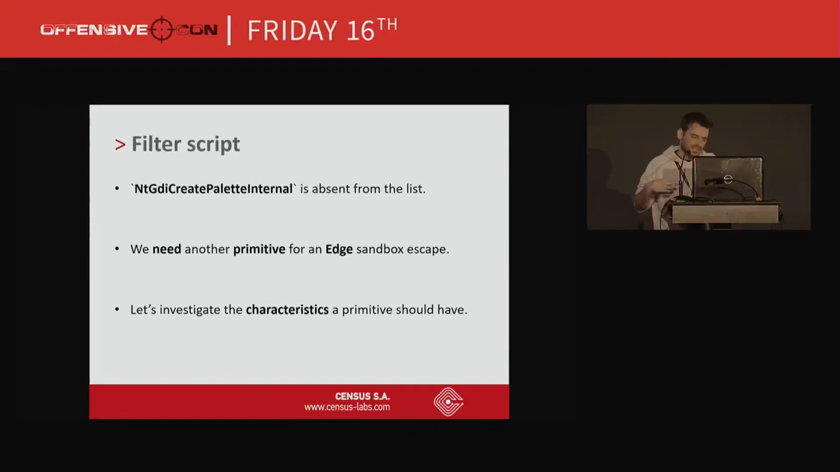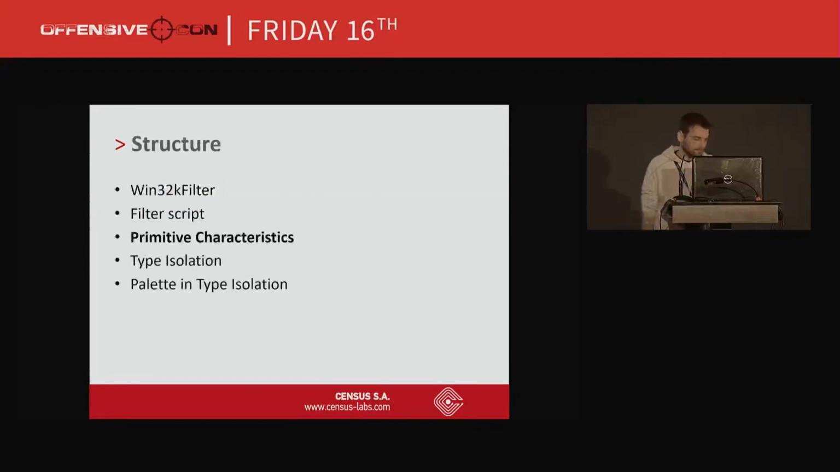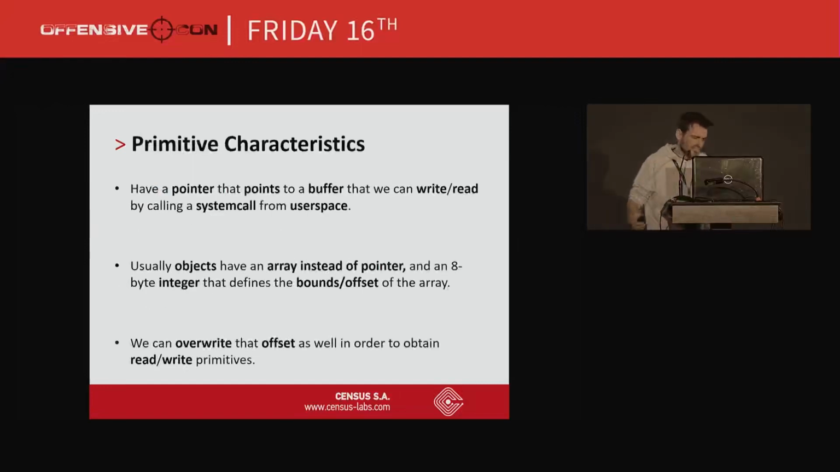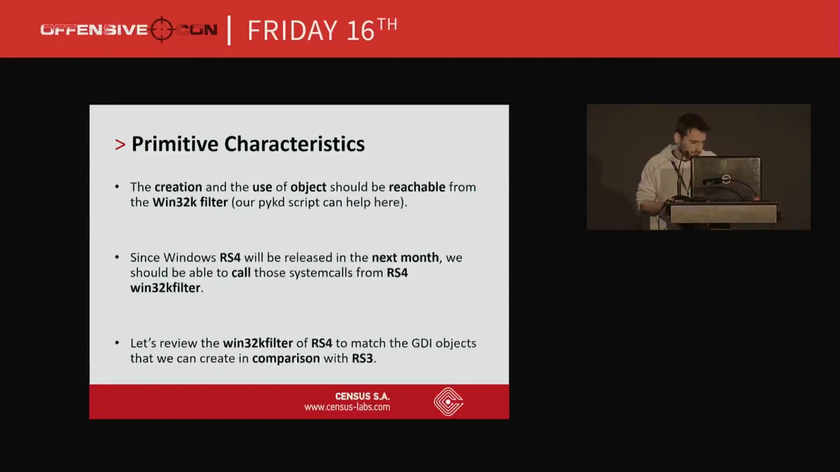So let's investigate the characteristics that we are going to need for a new primitive. As you have seen in the palette, it would be nice if our primitives could have a pointer that points to a buffer that we can overwrite and read-write from user space by calling a system call. Some other GDI objects have an array instead of a pointer, and those can be abused as well if we overwrite an integer that defines the bounds of this array or the offset of the array. So those GDI primitives can be abused as well.